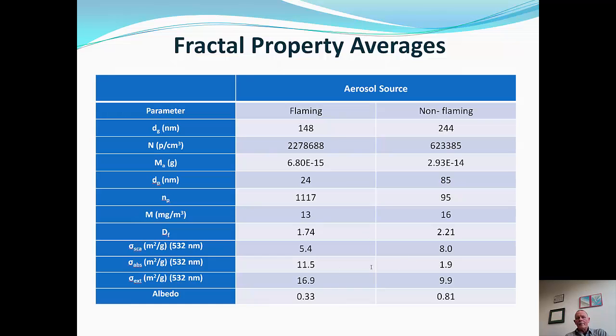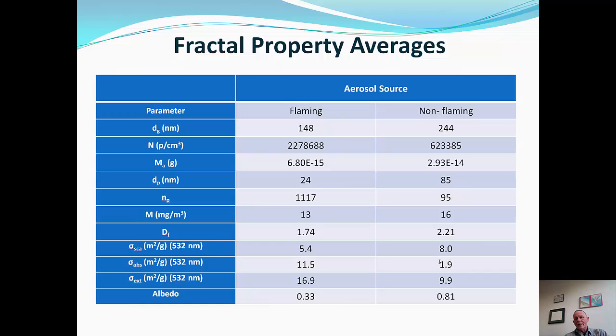And then the optical properties are also of interest, not so much from our perspective in terms of health or pollution, but from a climate or radiative transfer point. And that is that when you have these flaming particles, they absorb a lot more energy. Their absorption coefficient, which is the amount of energy they absorb per unit mass concentration, is about a factor of 6 or 7 times the amount of energy they absorb when they're non-flaming.